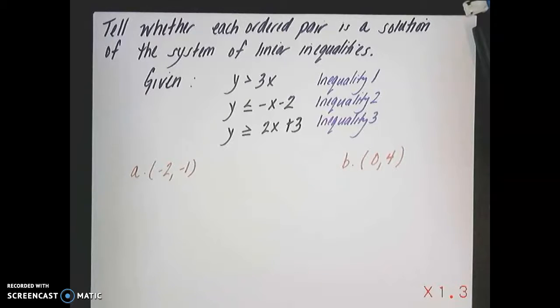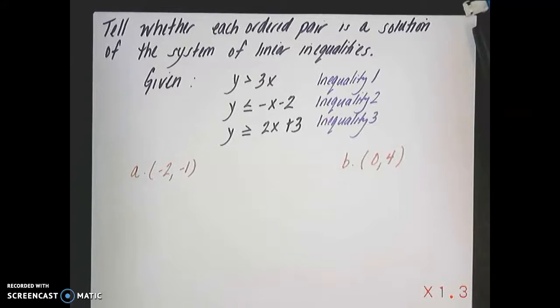So what we're going to do is substitute in negative 2, negative 1 for A, and then 0, 4 for B. Now those are our ordered pairs. And we need to prove if we plug in either of those two ordered pairs into the inequalities, whether it would give us a true inequality statement.